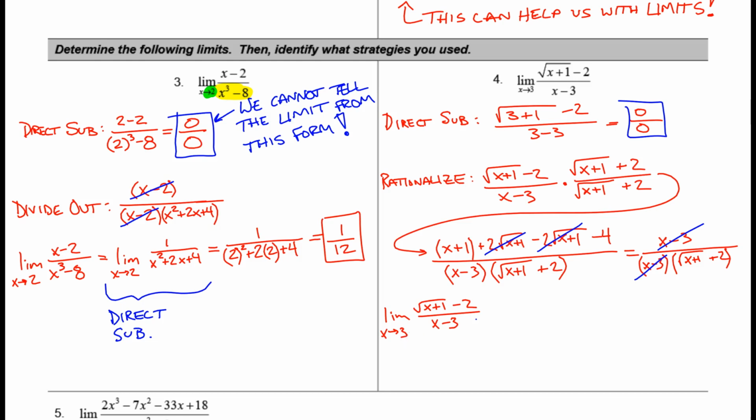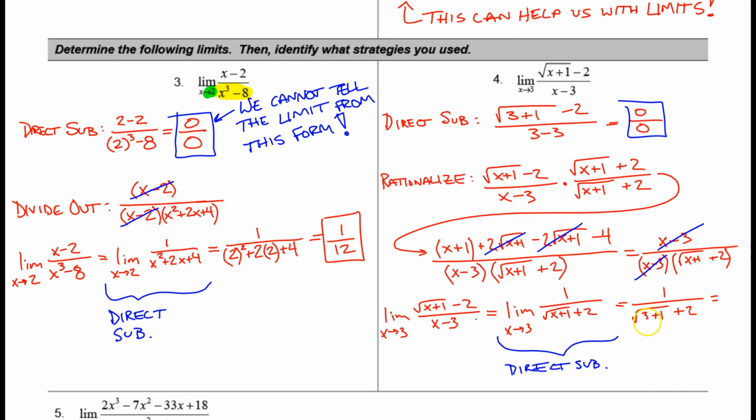The original problem is this. It's the same as this. On this, we're going to try direct substitution and see what happens. 3 plus 1 is 4. Square root of 4 is 2. 2 plus 2 is 4. I have my answer. This limit is 1/4.